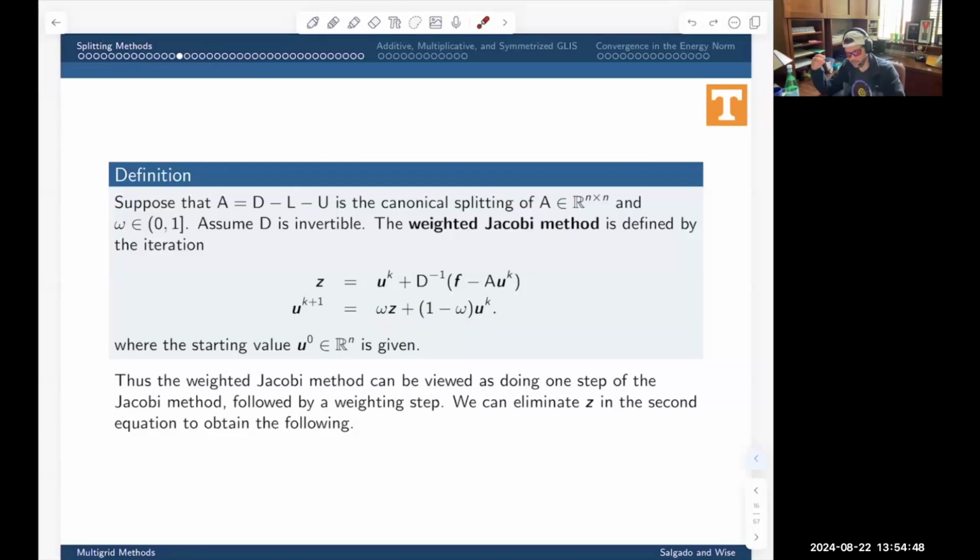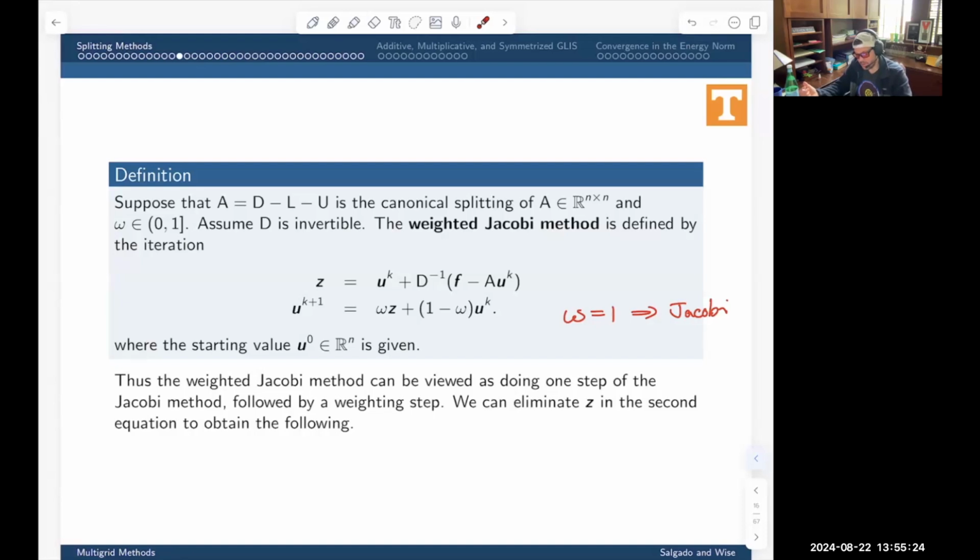Now let's think about a limiting case. Suppose that omega was equal to 1. What happens when omega is equal to 1? Well, then this just becomes 1 times z, and this is 0. So this is just good old-fashioned Jacobi. So omega equals 1, that's just Jacobi. But omega strictly less than 1, between 1 and 0, that's where something more interesting happens. This gives you the weighted Jacobi method.